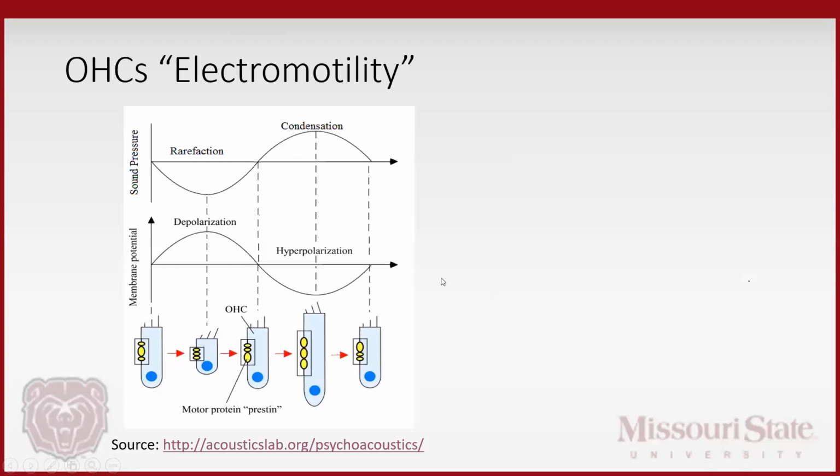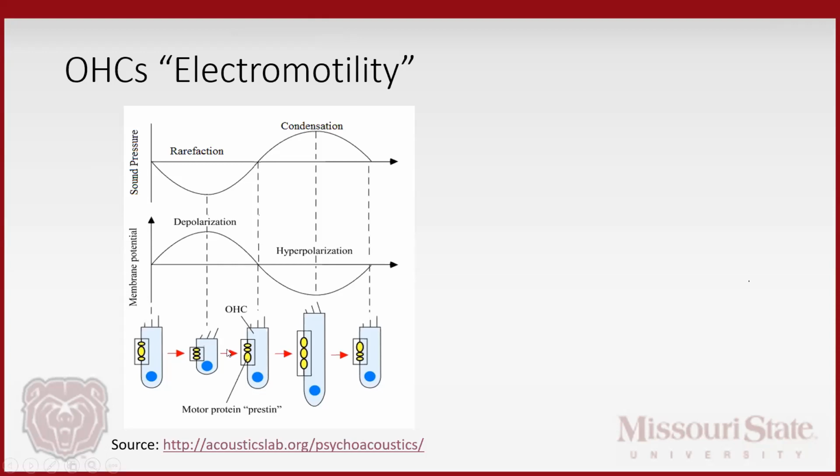Now, how does it all work? How does the electromotility work? When we have the signal coming through, we have the rarefaction component coming through. It is going to depolarize the cell. The stereocilia is going to be pushed in the excitatory motion. As a result, potassium is going to go into the hair cell, and it is going to contract the outer hair cell.